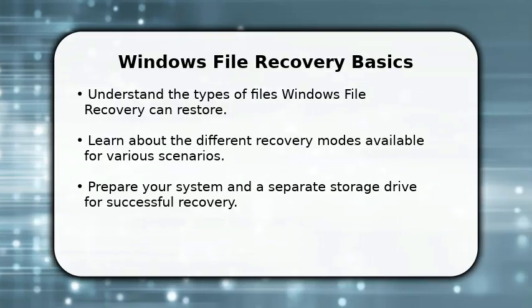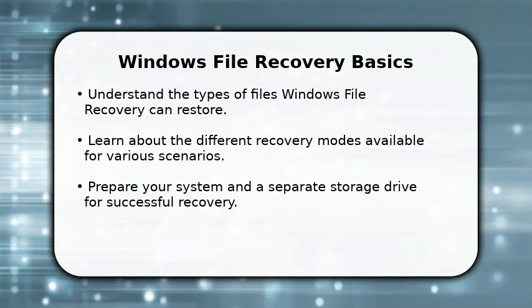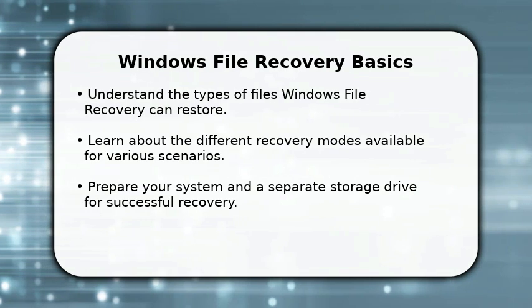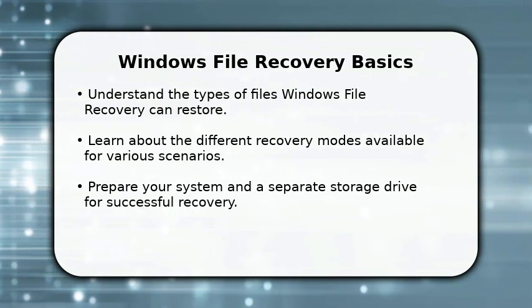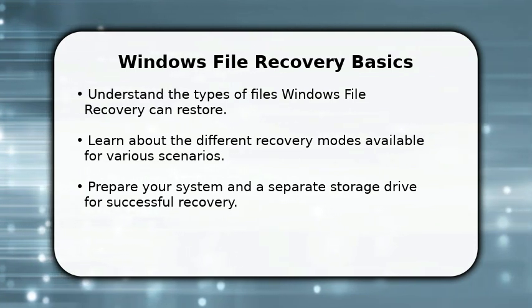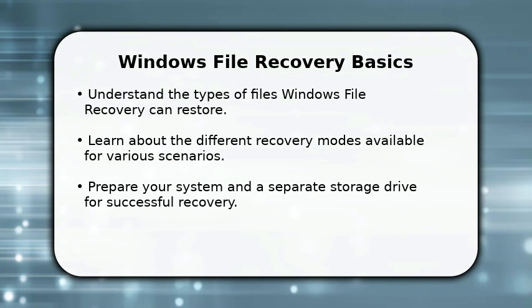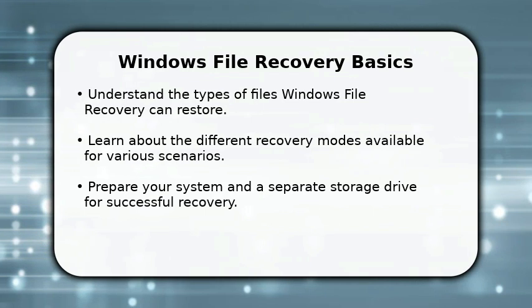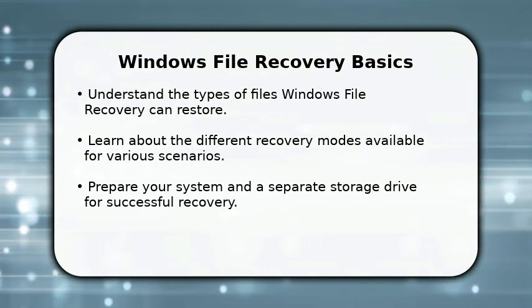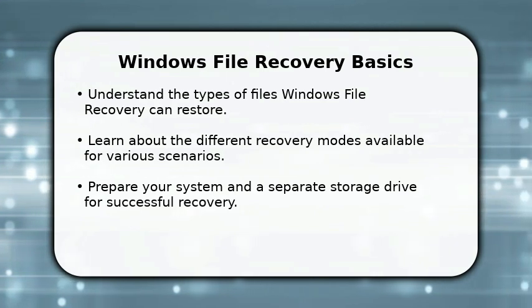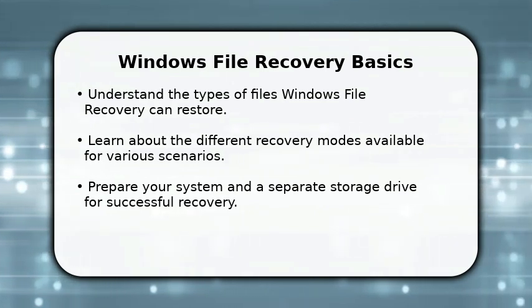In this video, I will explain how to use Windows File Recovery. First, ensure you have a separate storage device to save recovered files, as recovering to the same drive can overwrite lost data. Next, identify the type of file system on your affected drive, such as NTFS or FAT, as this determines the best recovery mode. Finally, download and install the Windows File Recovery tool from the Microsoft Store before beginning.